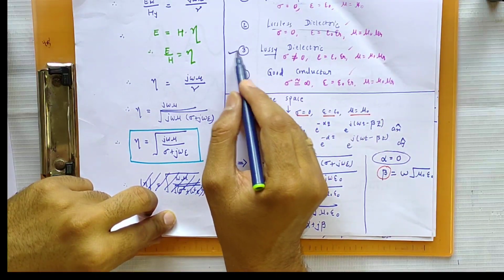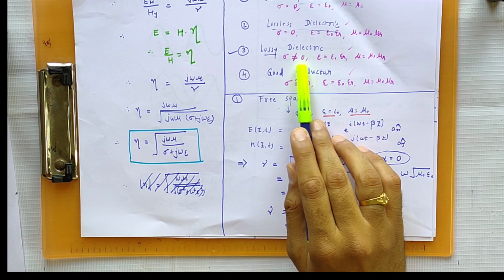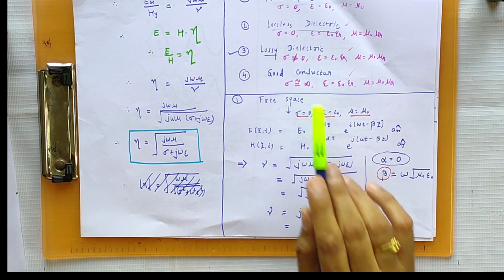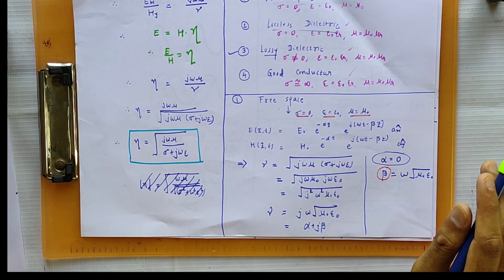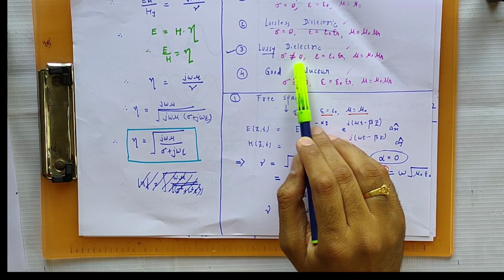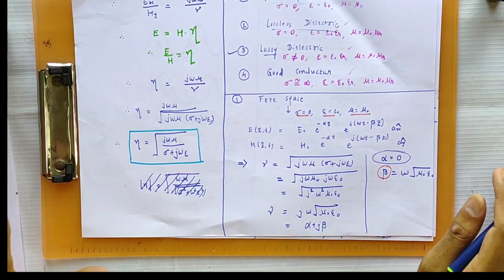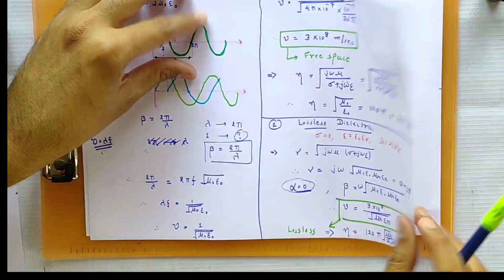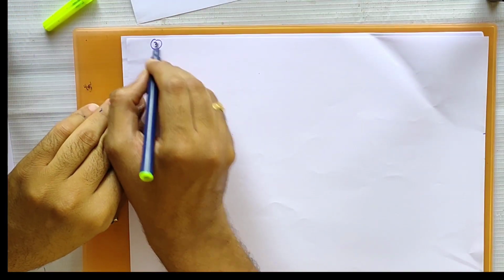Now we discuss the third medium, lossy dielectric material. In a lossy dielectric material, sigma does not equal 0. Sigma not equal to 0 indicates a lossy medium. Now we do the calculation for the lossy medium. Number 3, lossy dielectric medium.